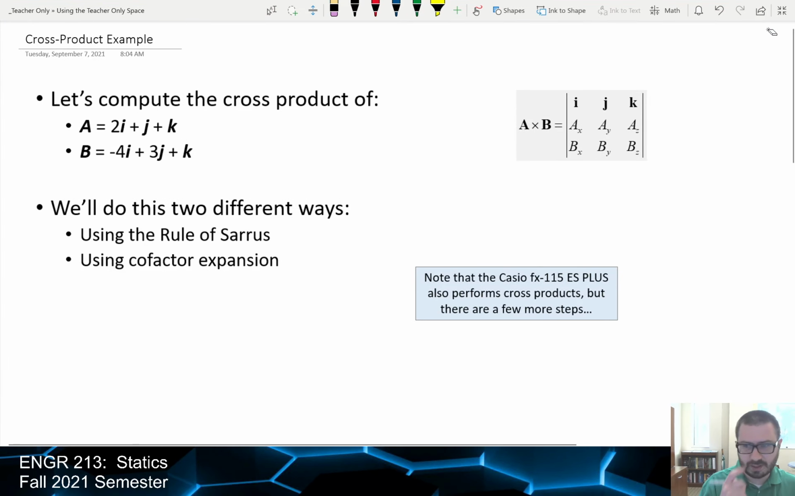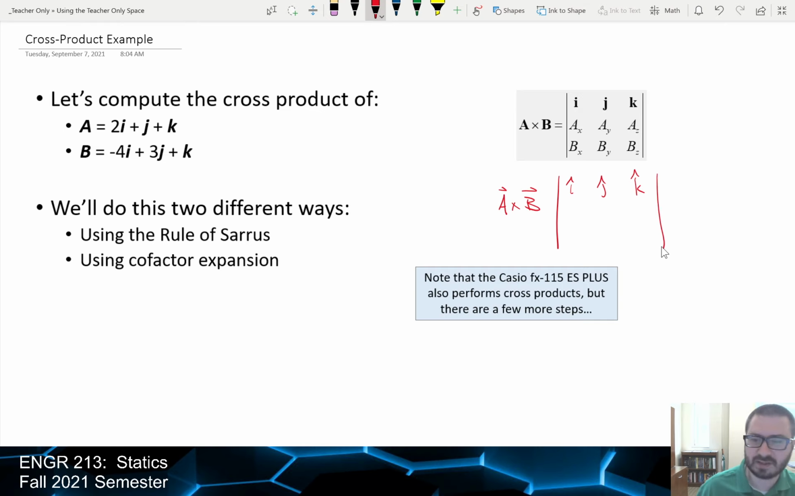All right, so a couple things. We're going to do the cross product here, and so the way that you set this up is you write your unit vectors on the top row. On the middle row, you write the coefficients for the first vector. So that's going to be 2, 1, and 1. Now, the j and the k don't seem to have coefficients, but they do because everything's multiplied by 1. And as for B, it's negative 4, 3, and 1. Okay, and that's what we want to find the cross product of.